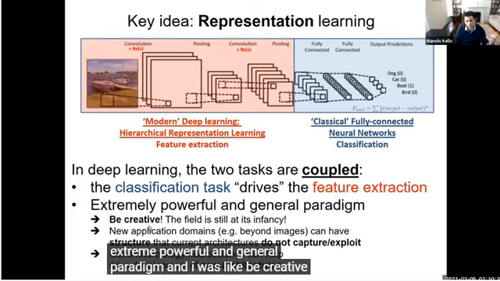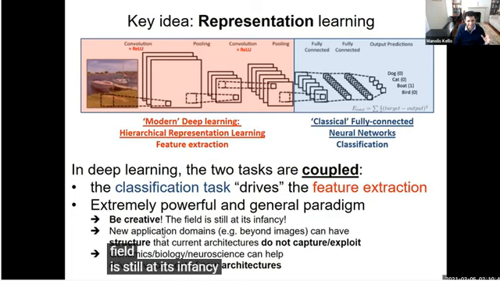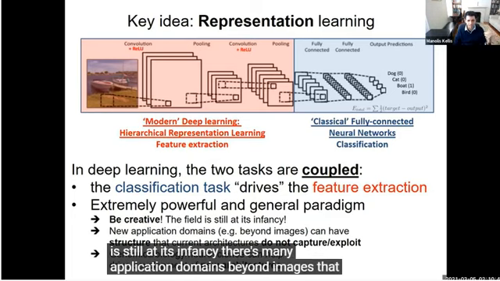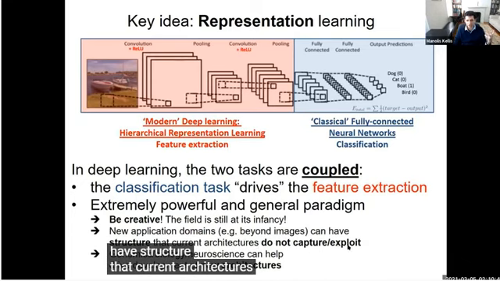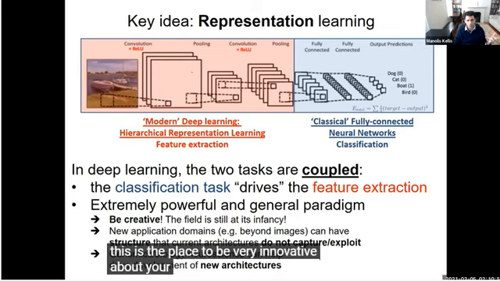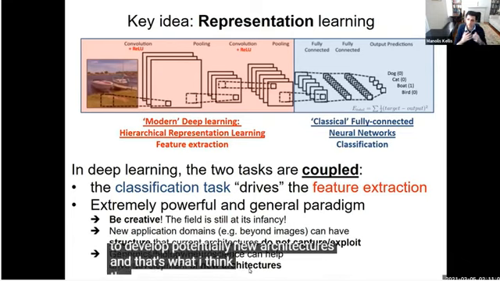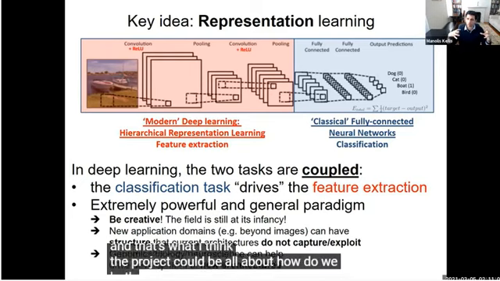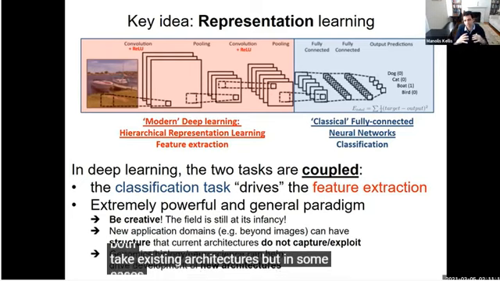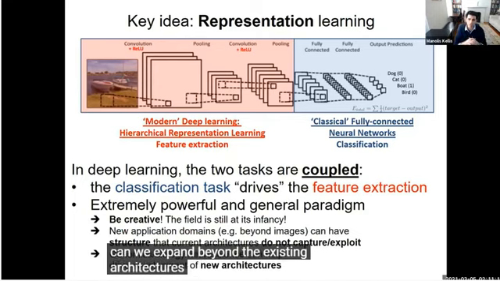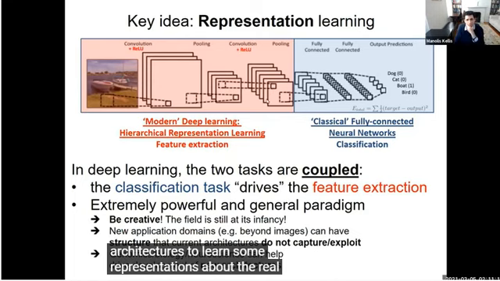And I say, be creative. The field is still at its infancy. There are many application domains beyond images that have structure that current architectures do not yet capture and exploit. So as you start thinking about representation learning, this is the place to be very innovative about your own architectures. And again, in genomics and biology and neuroscience, you can actually use the application domain areas to develop potentially new architectures. And that's what I think the project could be all about. How do we both take existing architectures, but in some cases, can we expand beyond the existing architectures to learn some representations about the real world?